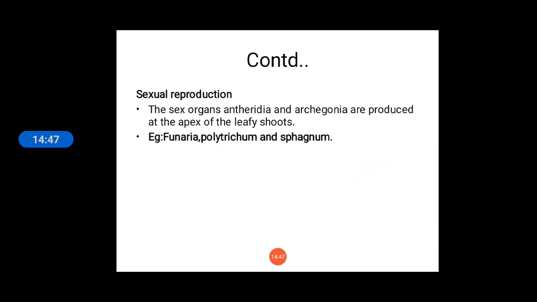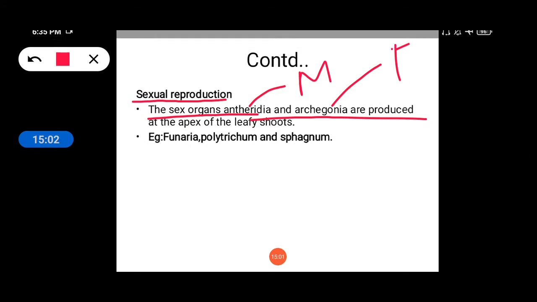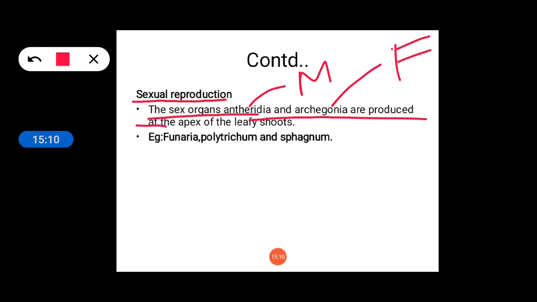Let's come to the last slide. This is the sexual reproduction in mosses. The sex organs are antheridia, the male sex organ, and archegonia, the female sex organ. They are produced at the apex of the leafy shoots, that is, at the top of the leafy shoot.